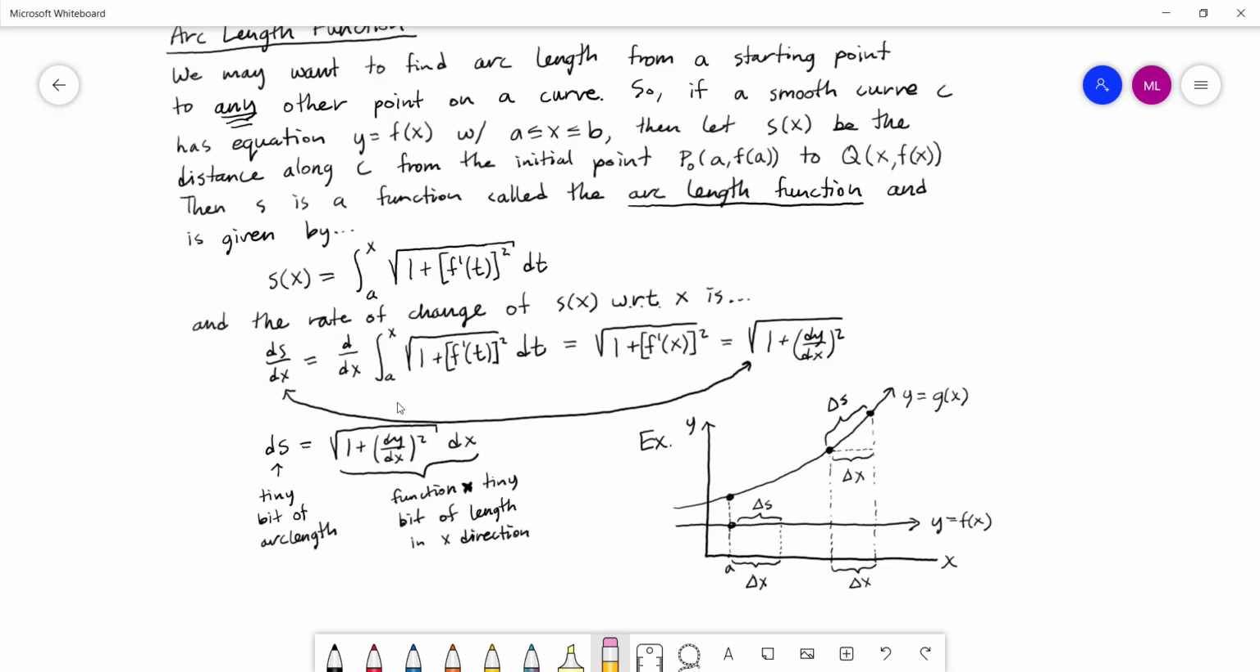And hopefully that discussion makes sense. If you can remember the Pythagorean theorem, and think of this essentially as a bunch of little right triangles, this concept will make a lot of sense.